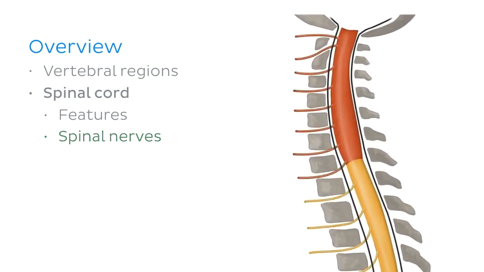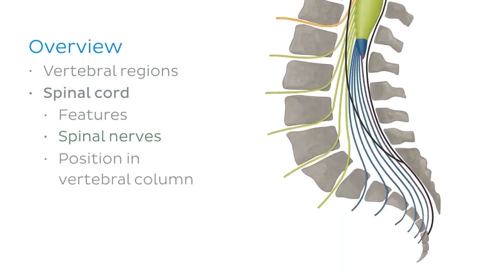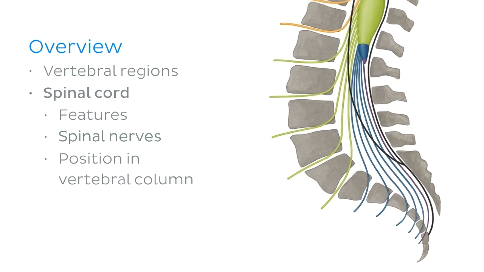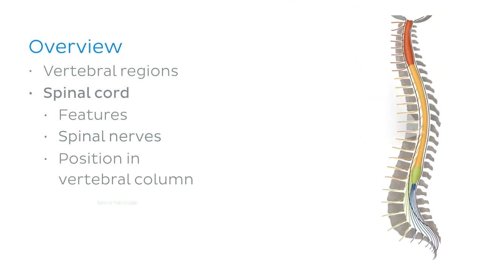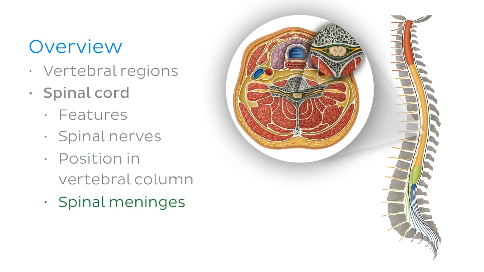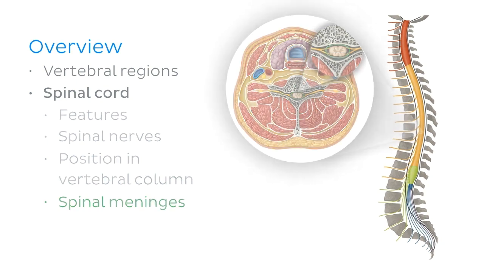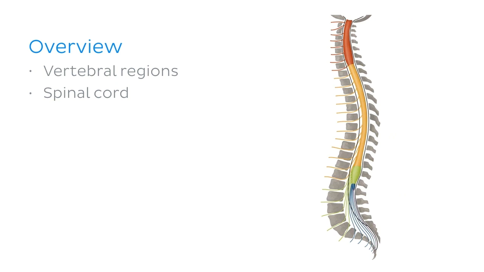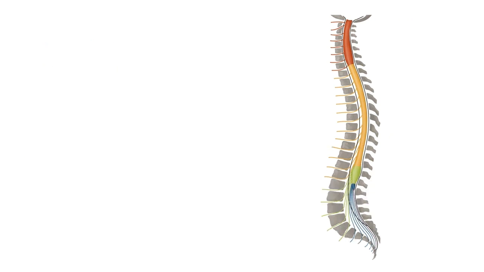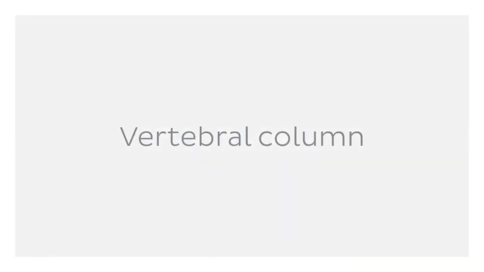We'll also focus on the spinal cord's position in the vertebral column and how that is influenced by fetal development. Then we'll discuss the meningeal coverings of the spinal cord, as they too develop quite an interesting pattern due to the changes during fetal development. Finally, we'll take a look at some clinical notes and wrap up for the day. Let's jump right in and learn about the vertebral column. The quicker we start, the sooner we'll finish.